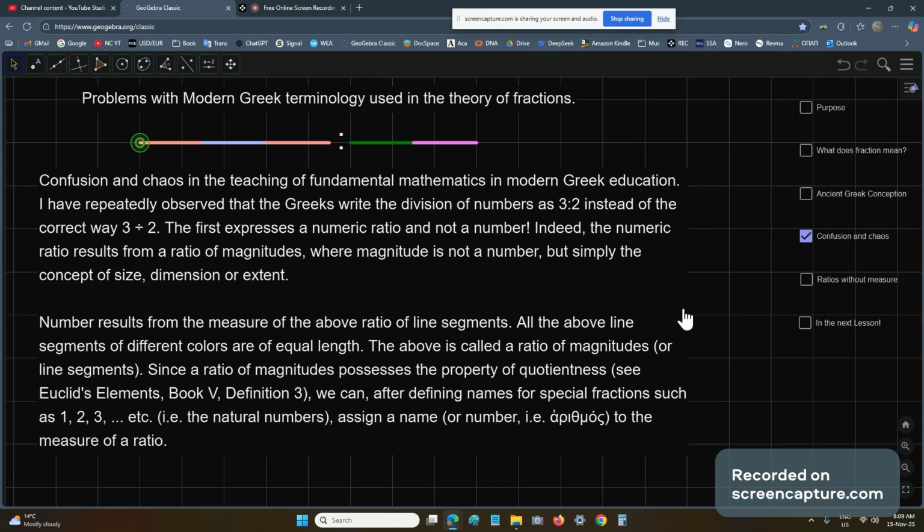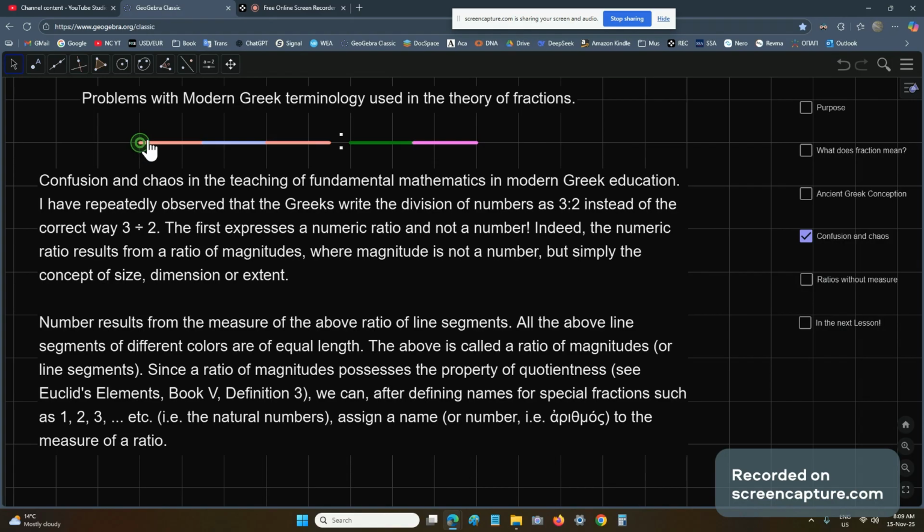So number results from the measure of the above ratio of line segments. So what number do we get when we measure this? We get 2 for the denominator and 3 for the numerator. That means we get the number 3/2. Okay? So number results from the measure of the above ratio of line segments.